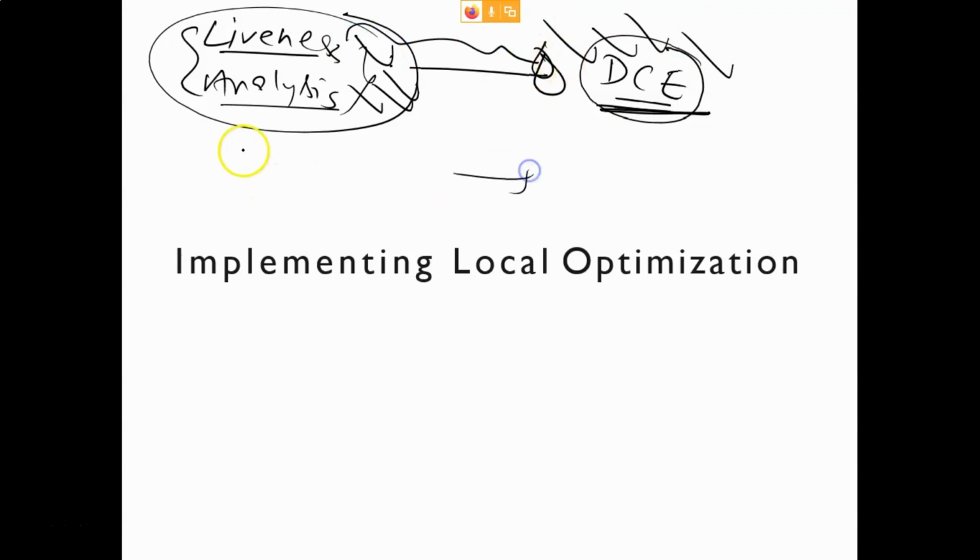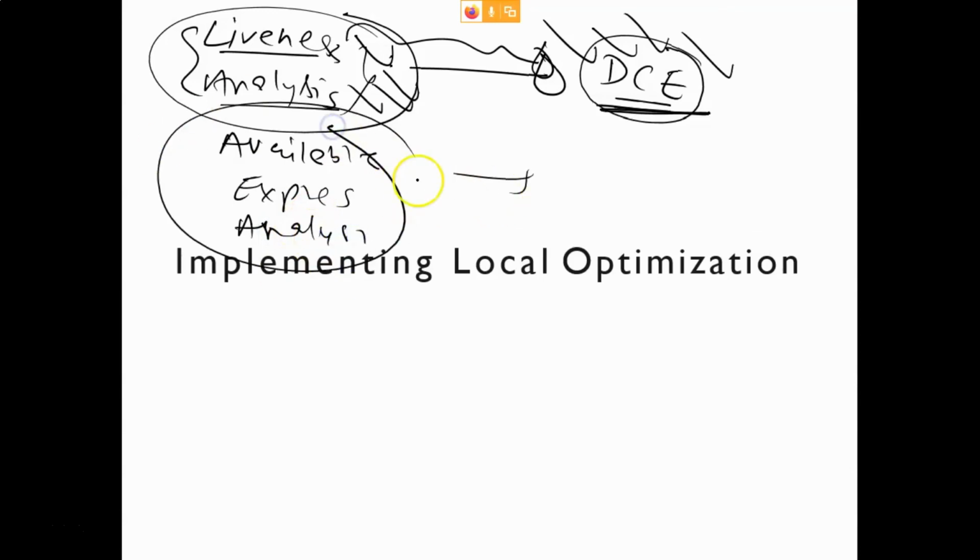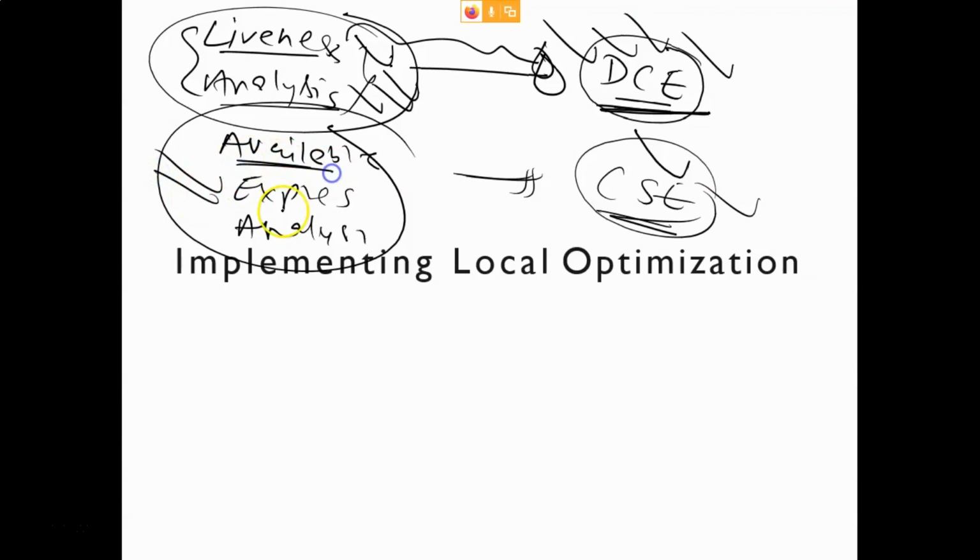Similarly, available expression is an analysis, and this analysis will help you in your common subexpression elimination. This is what you want to do: you want to eliminate common subexpressions, but before doing this, you first have to find out which are the common subexpressions. For that, you have this analysis. This analysis will help you in common subexpression elimination.